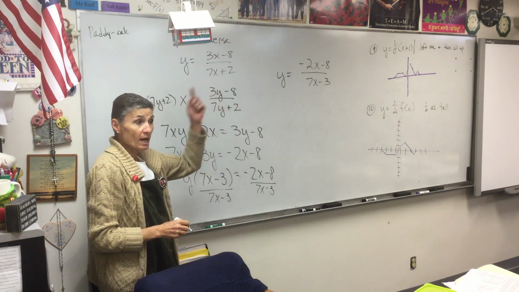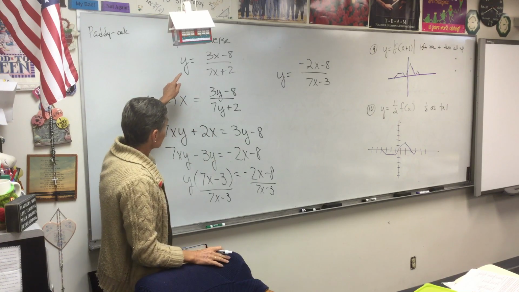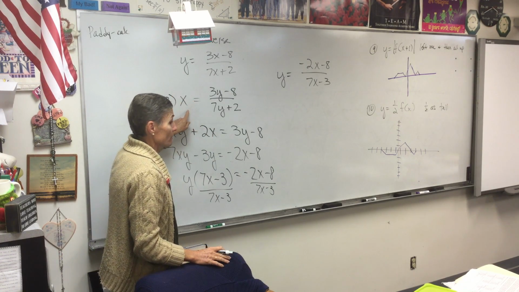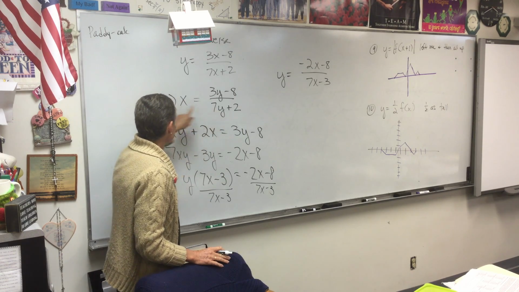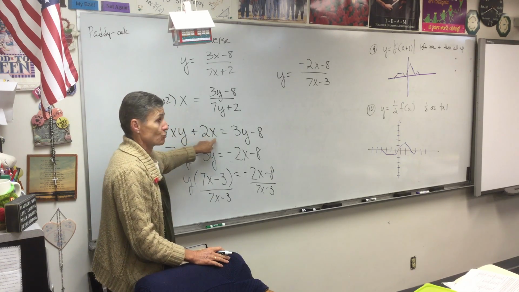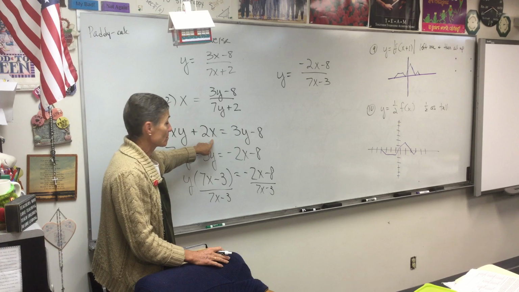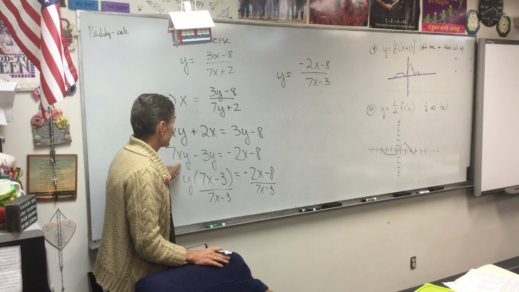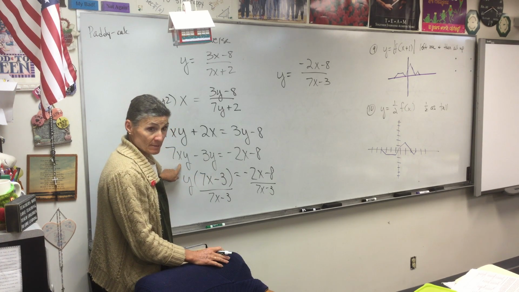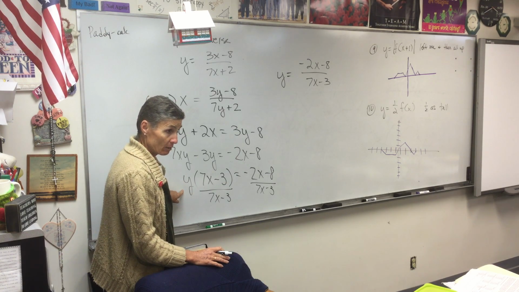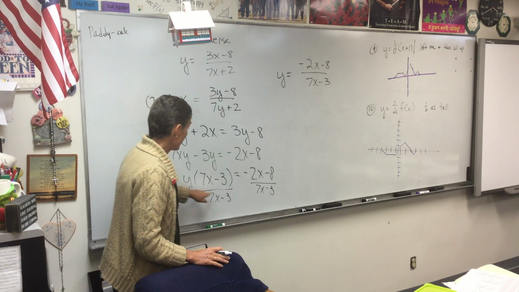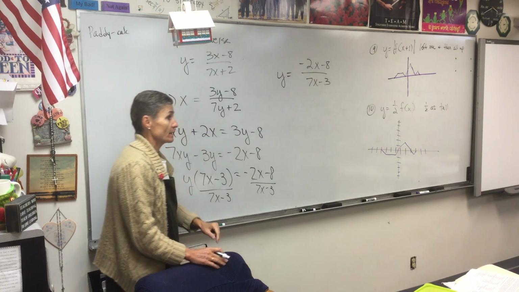All right, so one more time through those steps. First step, switch the variables. Second step, bring your denominator over and distribute it. Get all the y's on the same side. Factor them out and then divide to get your answer.